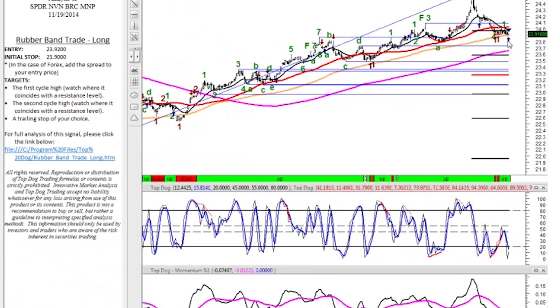So what we're saying here with this rubber band trade setup is that we should look to enter this particular stock when it goes to $23.92, and we should place our initial stop at $23.90.